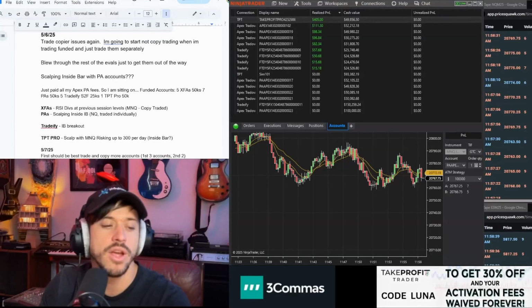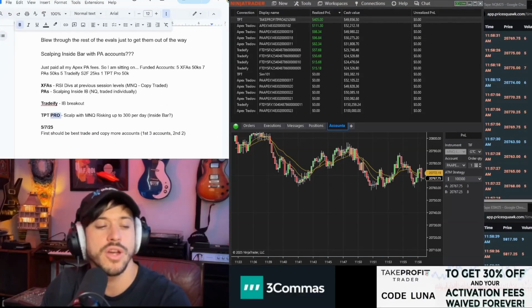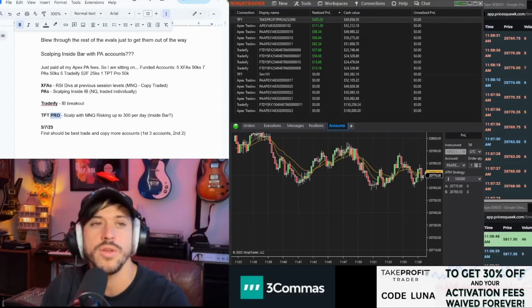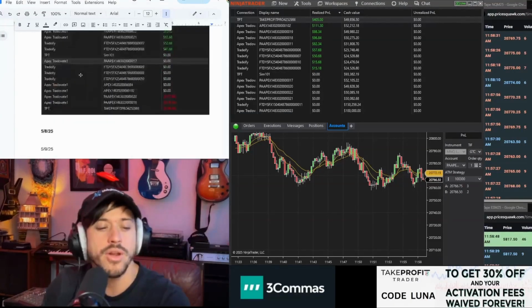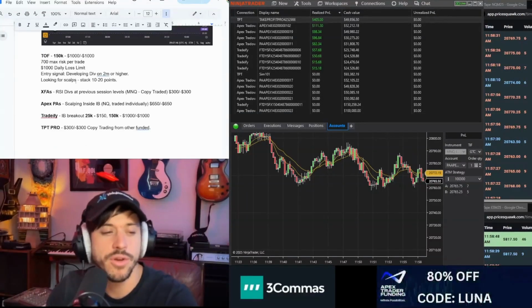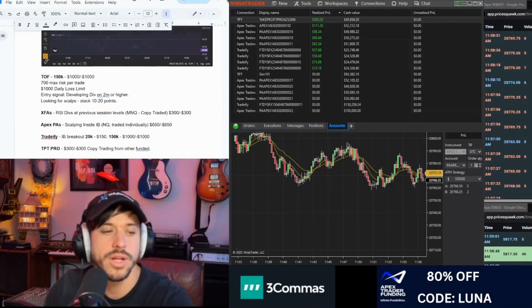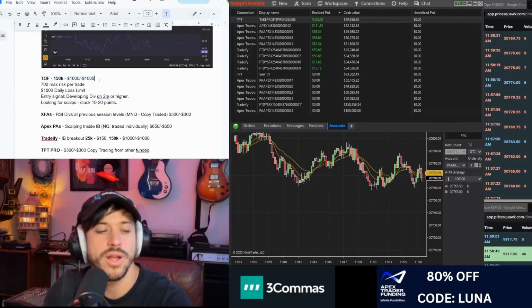I'm refining this. What I've been doing naturally is actually just copy trading to this TPT Pro account and using the trades that I know have been working well for me. I've been doing the IB breakouts and the scalps copied to this TPT Pro. I already started and I made my list right after going on tilt. I wanted to really look deep into the rules. So what I decided is I'm going to set a $1,000 max loss limit and a $1,000 goal for the day.